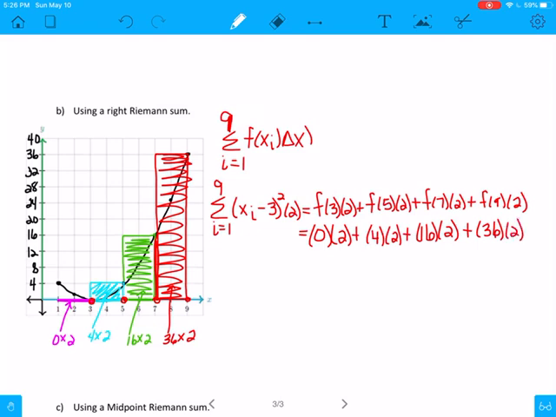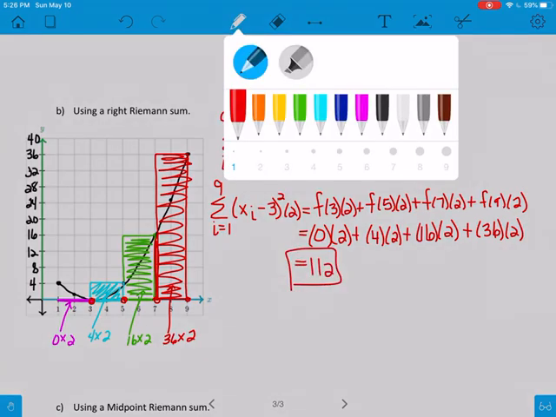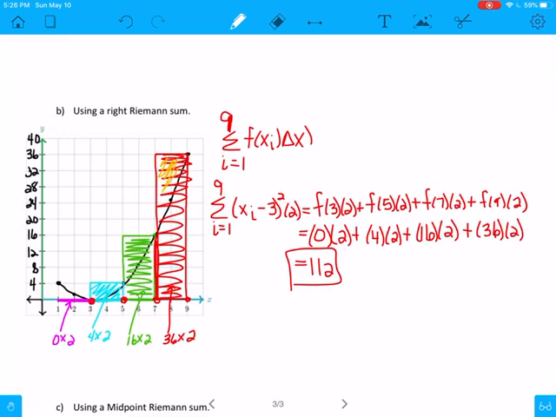And when you put that all in, you get 112, which is too much. You can blatantly see it's too much. This is not under the curve. This is area not under curve. This is area not under curve. And yes, I know we're missing this little piece, but it doesn't balance all the other areas we're missing.